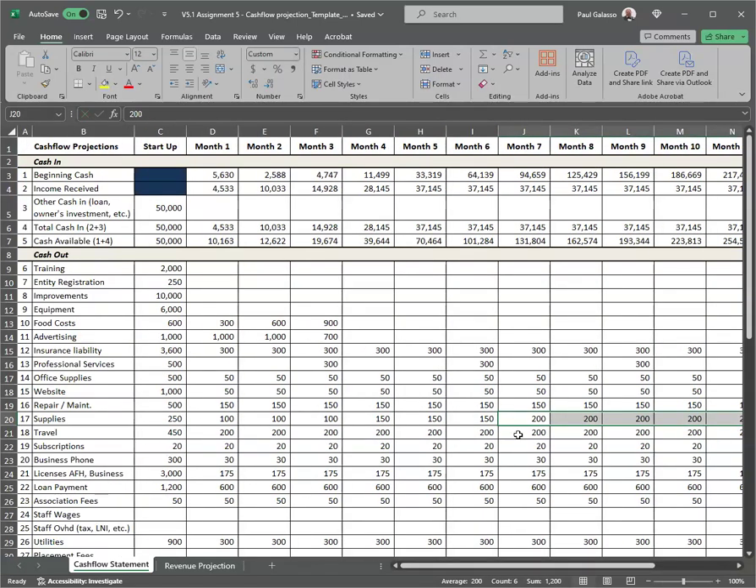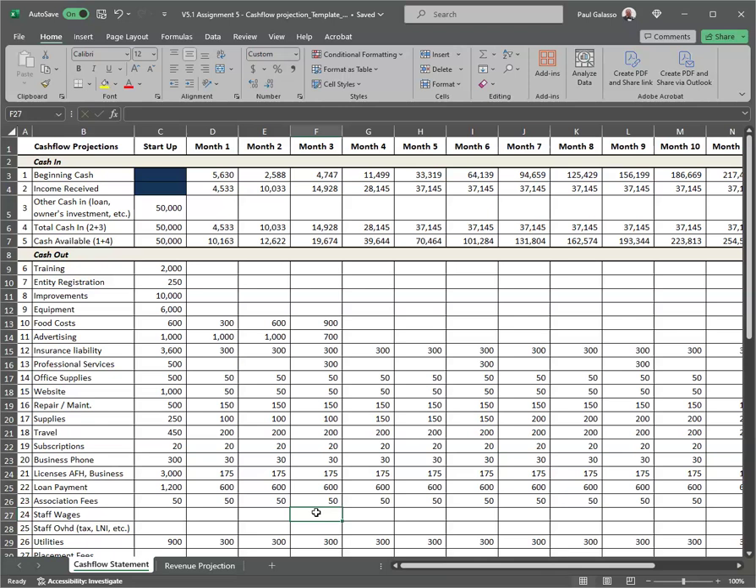Okay. Our travel shouldn't be going up or down too much. Our subscriptions and phone should stay the same. Business license should stay the same. Loan payment and association fees stay the same.